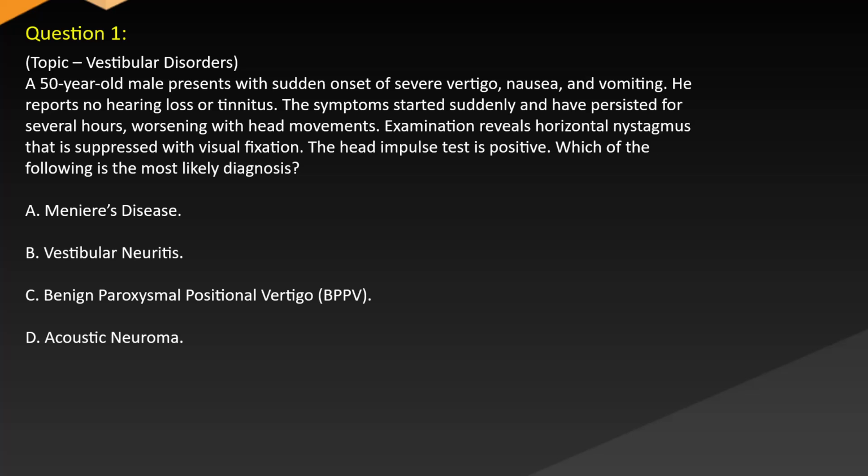Question 1. Topic: Vestibular disorders. A 50-year-old male presents with sudden onset of severe vertigo, nausea, and vomiting. He reports no hearing loss or tinnitus. The symptoms started suddenly and have persisted for several hours, worsening with head movements.